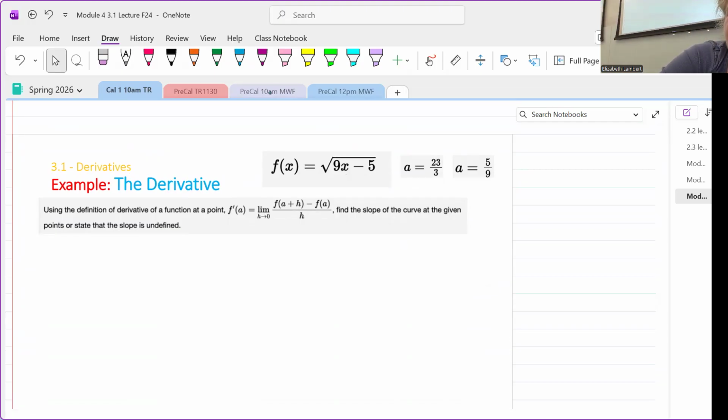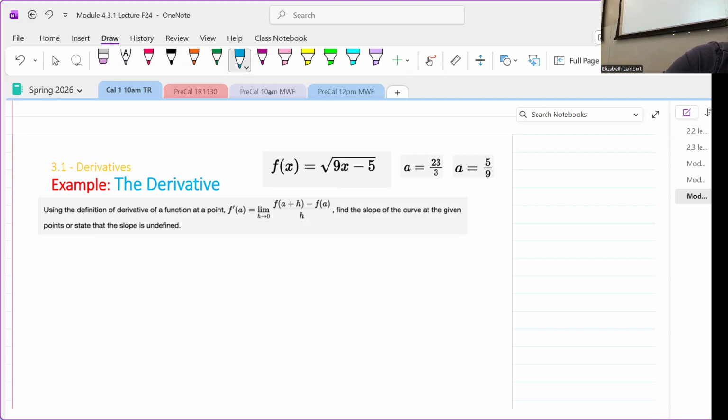So this second example is giving us two different a values, and they're rather disgusting a values. Now, maybe they work out nicely inside the formula. Yeah, the 5/9, we'd actually get the square root of 0 out of that, so that's not horrible. But the 23/3, 3 times 23, 69 minus 5 is 64, so it square roots nicely. But we'll tackle this one next class.